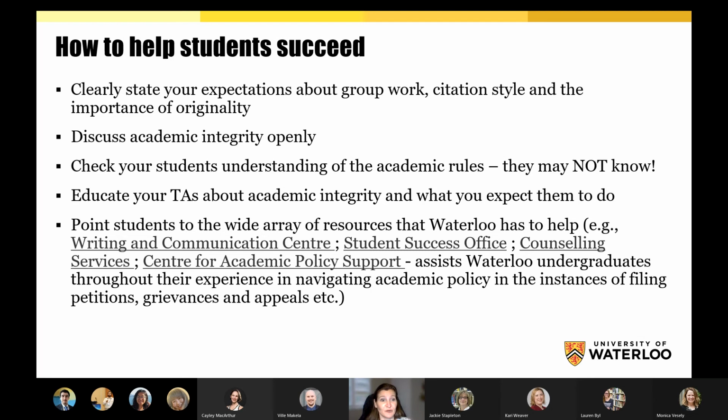We do have a number of resources at Waterloo. We're pretty lucky. We have the Writing and Communication Center, which offers a whole bunch of workshops for students on paraphrasing, summarizing, helping them brush up on their writing skills. The Student Success Office also offers different workshops on time management and resiliency, so that's very important. And of course, also accessing counseling in case students have some struggles going on. It's important that they know where they can get help. And the Center for Academic Policy Support was the one that I was mentioning earlier that is student led, and they are the ones that would support students if they were going through an investigation into academic misconduct. So it's nice to know that students do have someone that they can ask questions and that will support them if they are being looked at for an academic misconduct investigation.